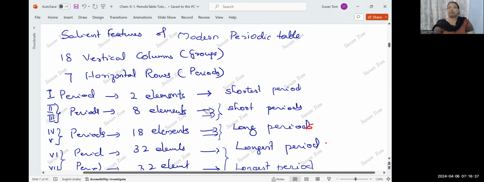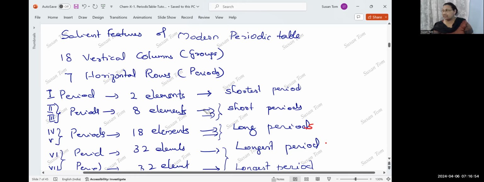Then periods 2 and 3. Remember, periods 2 and 3: where does period 2 start? From lithium. Where does 3 start? From sodium. Yes, that was right. So period 2 and period 3 have 8 elements each.